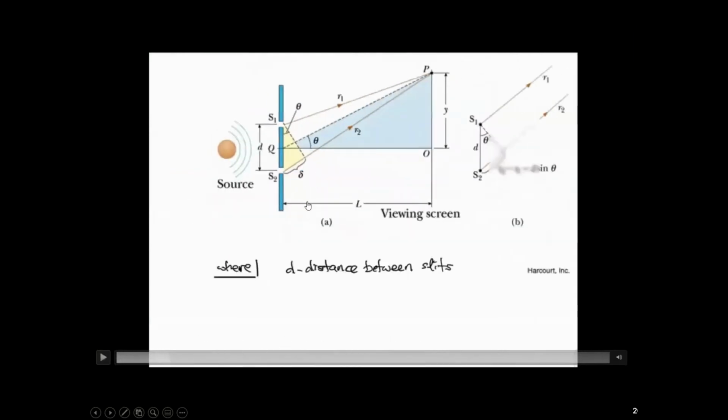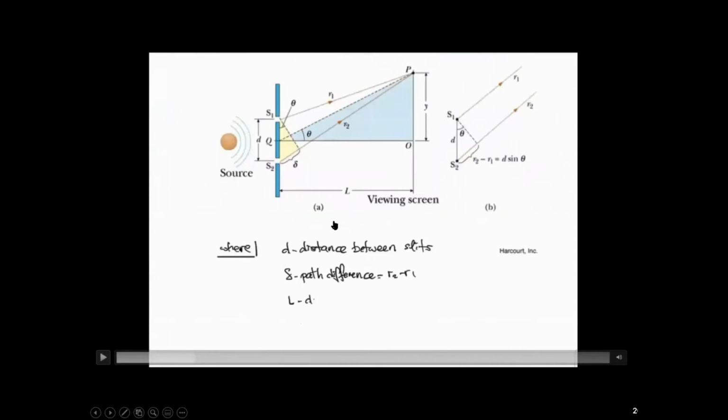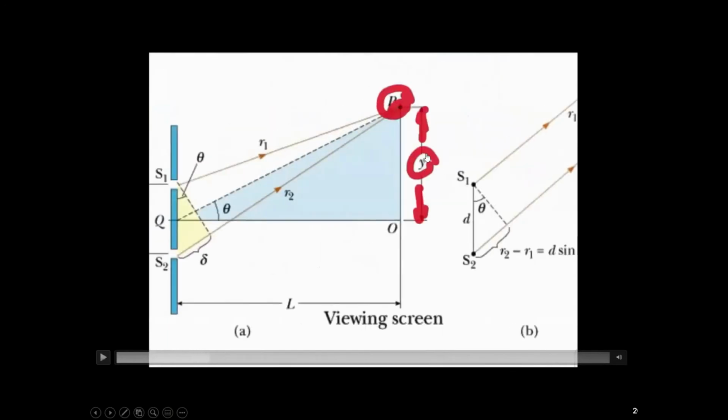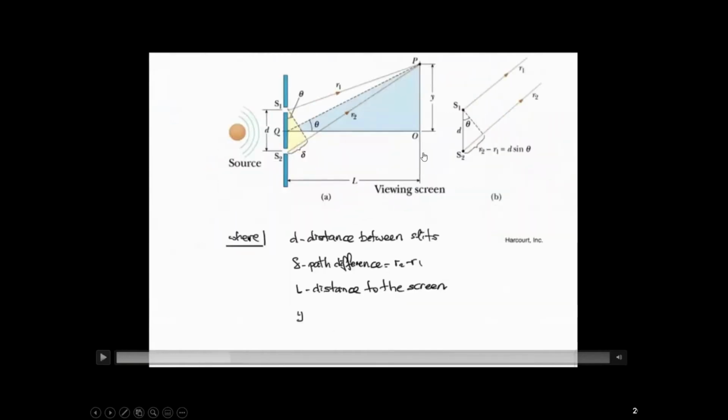All right, so lowercase delta that we're looking at is going to be the path difference. So once again, we're changing notation. So R2 is the length that this ray is going to travel. R1 is the length that the other ray is going to travel. L is the distance to the screen, not the mirror. All right, so the lowercase y is going to represent the distance between the fringes to the central fringe.